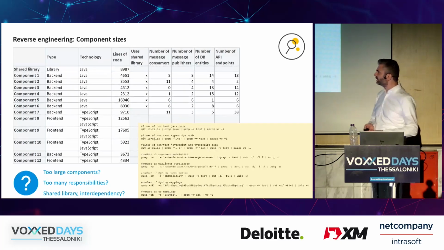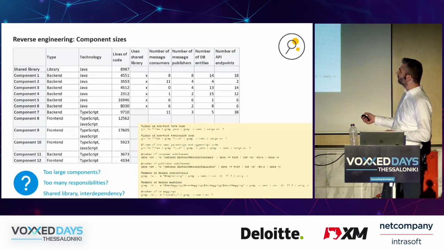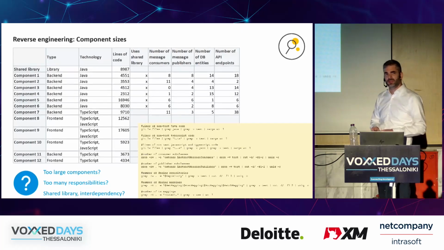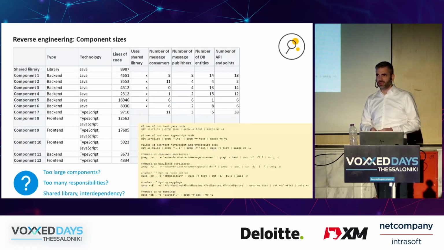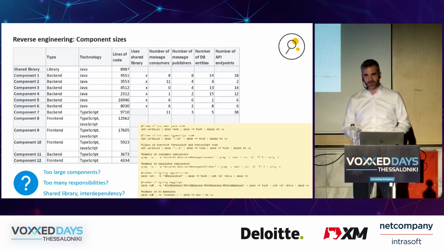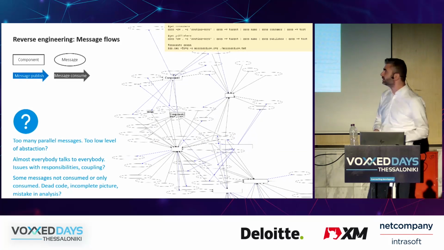And here I started having questions again. So these guys were talking about a microservices architecture. But if you look closely, you can see components with 19,000 lines of code. And in some cases, dozens of API endpoints or more than a dozen entities. My questions were, are these components too large for a microservices architecture? Do they have too many responsibilities? And what's up with this shared library in the microservices architecture? But I continued my analysis.